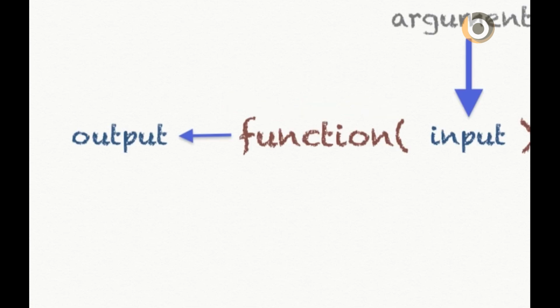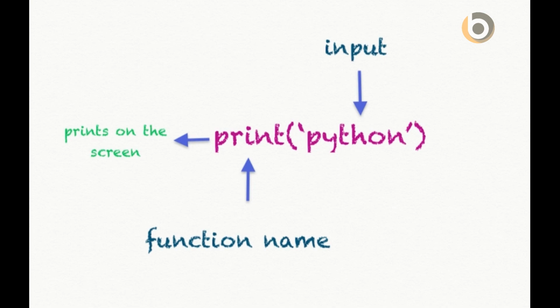Functions simply perform some functionality and give us output. Functions take arguments as an input and return us some output. Arguments can be a single argument or they can be multiple arguments. We have used print in our earlier lectures and it's a function. It takes a string as an input and in return it prints that string on the screen as an output.